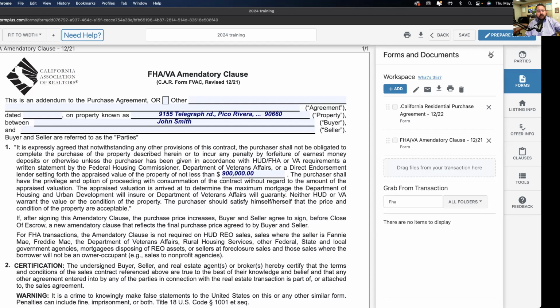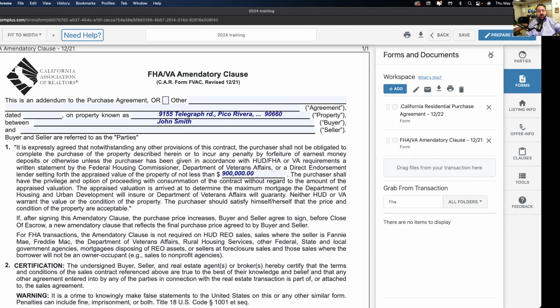So if this purchase price gets reduced in counters or increased in counters, we've got to amend that FHA amendatory clause. I wanted to bring that up because I have mentioned it in the past and I made a mistake. So I want you guys to be clear on it going forward.